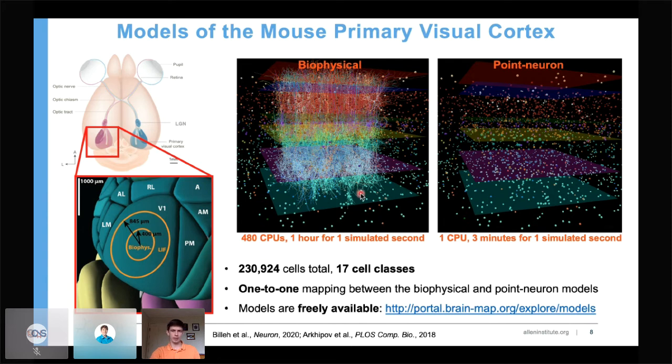Of course, the biophysically detailed version takes a lot of computational effort, about 1 hour to get one simulated second. But the point neuron version is certainly accessible to most labs, where you can run a simulation on a single CPU with one simulated second in about 3 minutes.